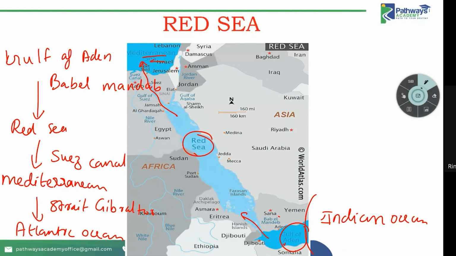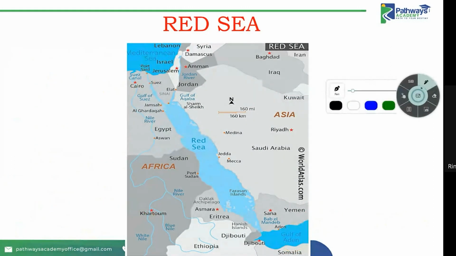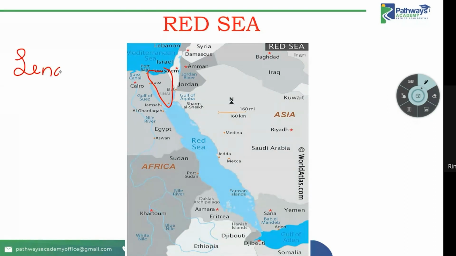Then, this is about the Red Sea, and there is a peninsula. This peninsula is known as the Sinai Peninsula. What is the Sinai Peninsula, or which nation does it belong to?